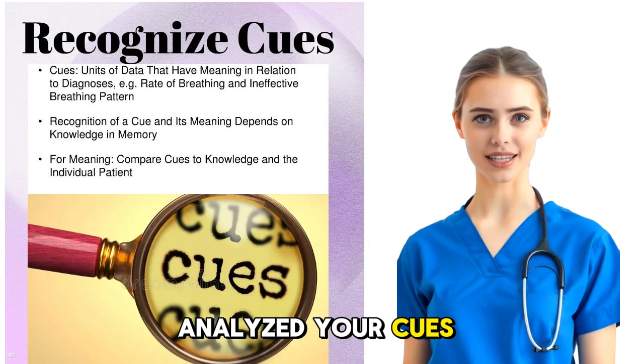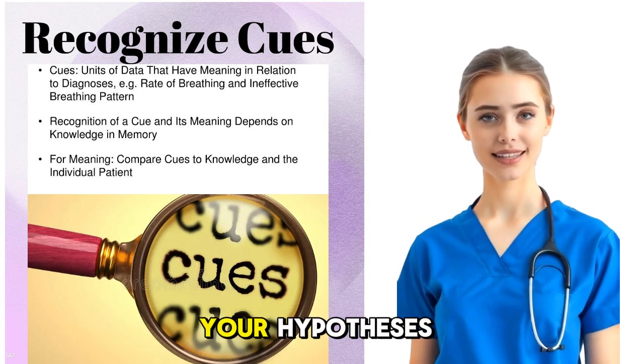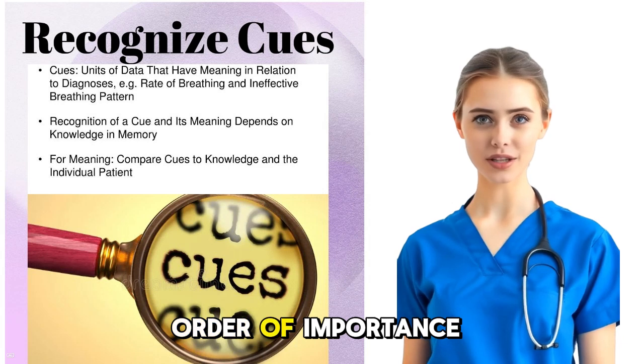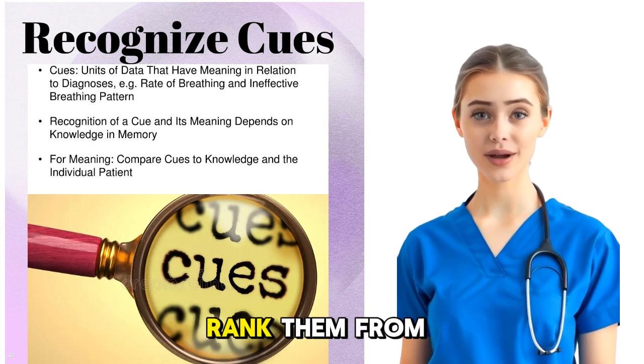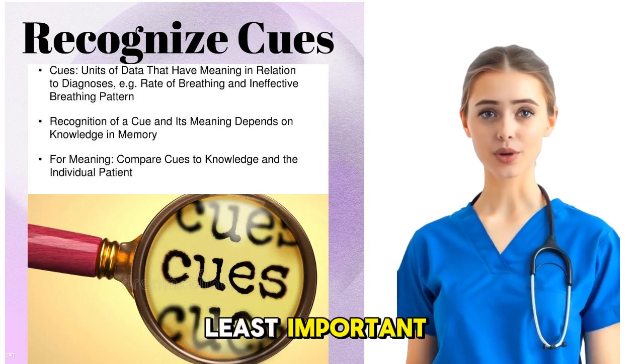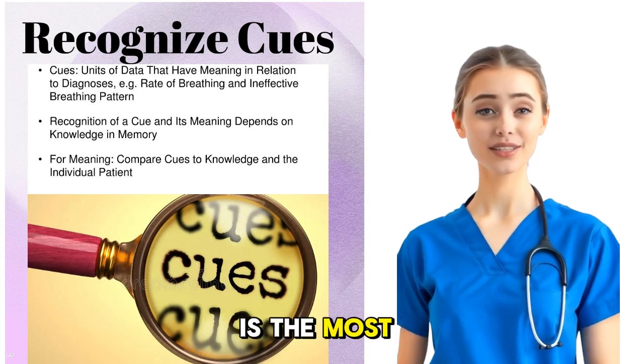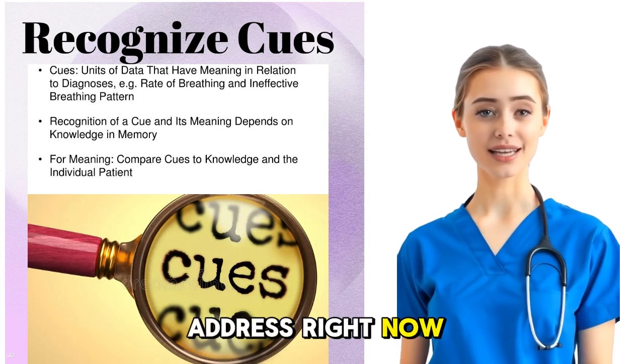Once you have analyzed your cues, the next step is to prioritize your hypotheses. You're going to take all of those cues and put them in order of importance. You're going to rank them from most important to least important. So when you're looking at your patient, you need to figure out what is the most important thing that I need to address right now.